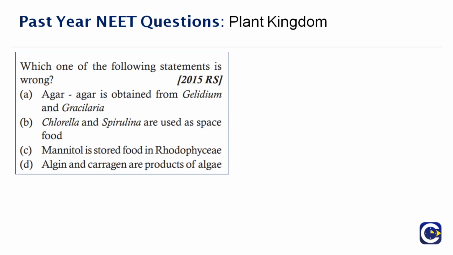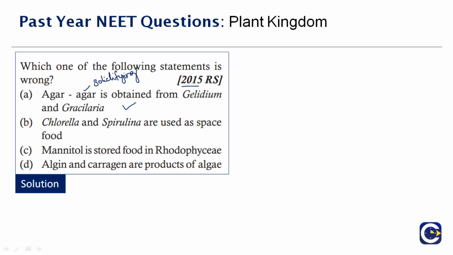Next question here. This question was asked in the year 2015. Which one of the following statements is wrong? This is a very easy question for you. Let's go option by option. Now look at the first option here. Agar is obtained from Gelidium and Gracilaria. This is a correct statement. This is not wrong, because agar, as you know, is a solidifying agent.